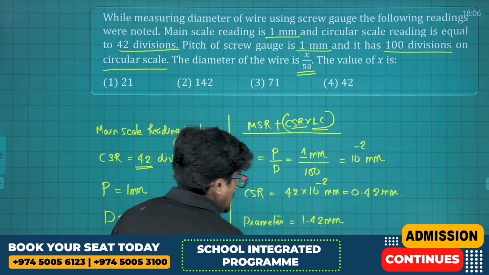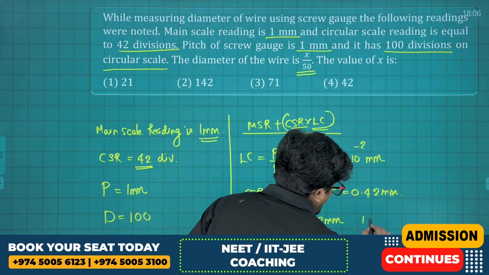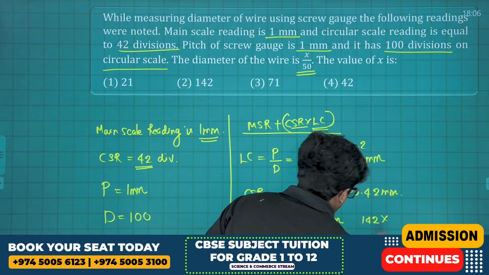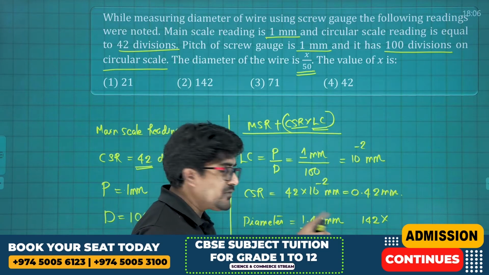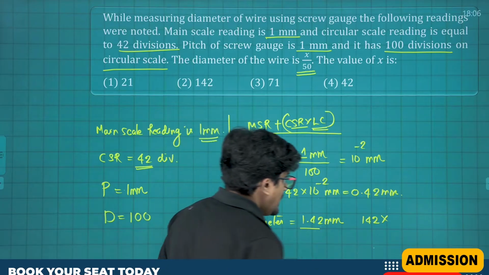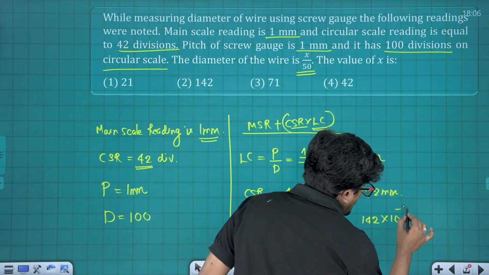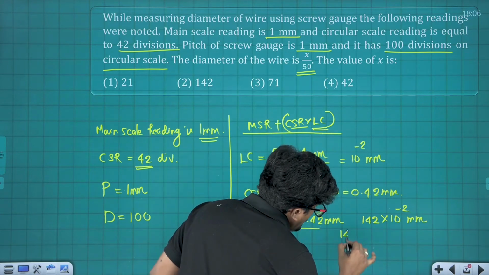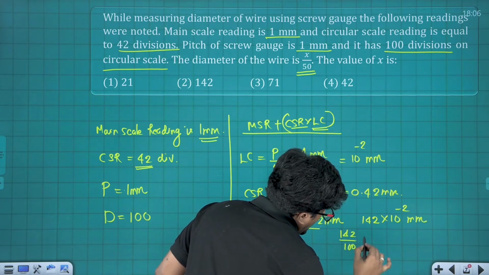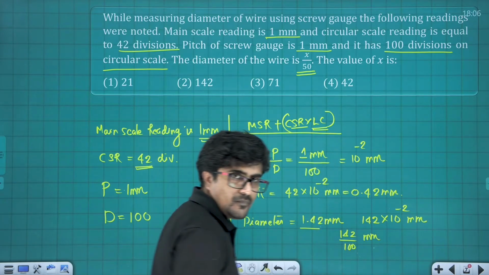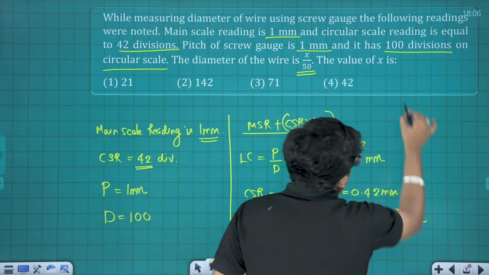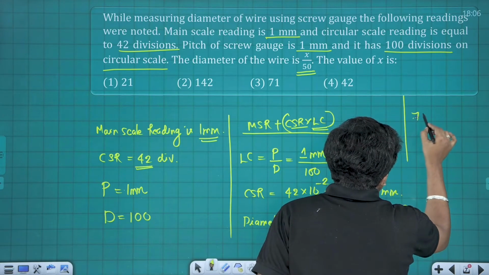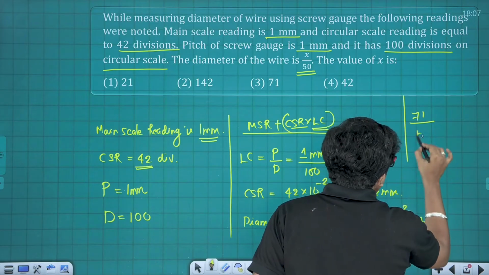So basically what happened here is it's 142 into 10 to power, like here I'm going to multiply it with 100 and divide with 100. So it's going to be 142 into 10 to power minus 2 mm basically. So I can mark it as 142 upon 100 mm. Now if I divide it with 2, it's supposed to be 71 upon 50 mm.